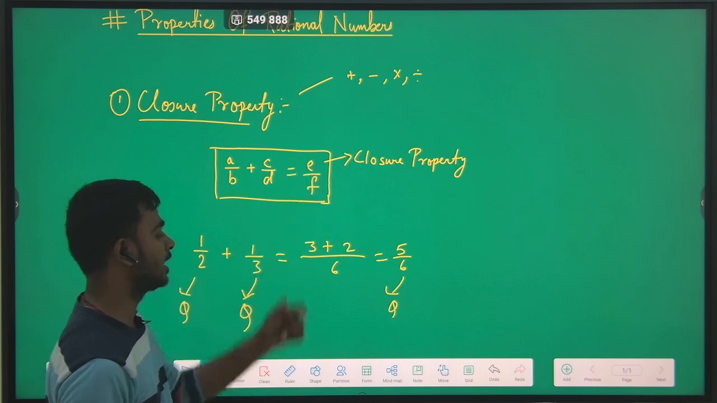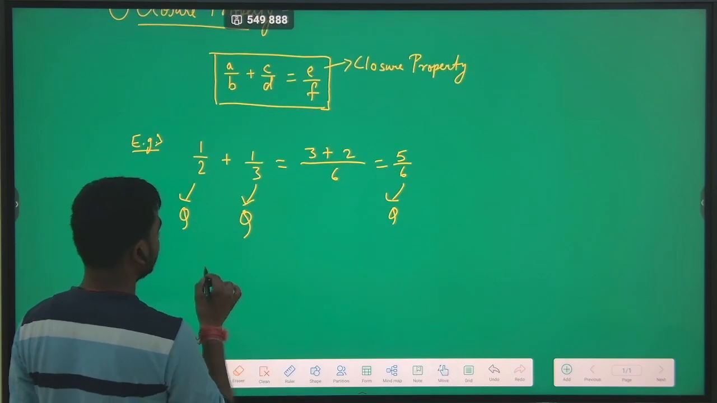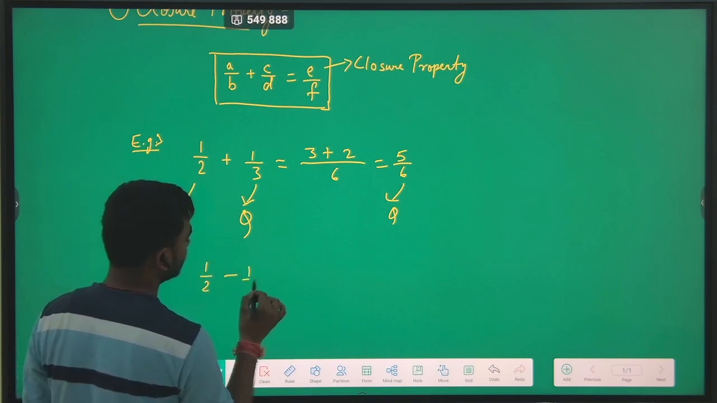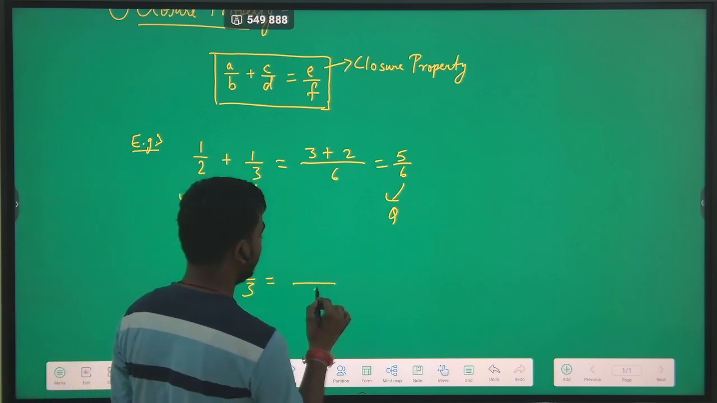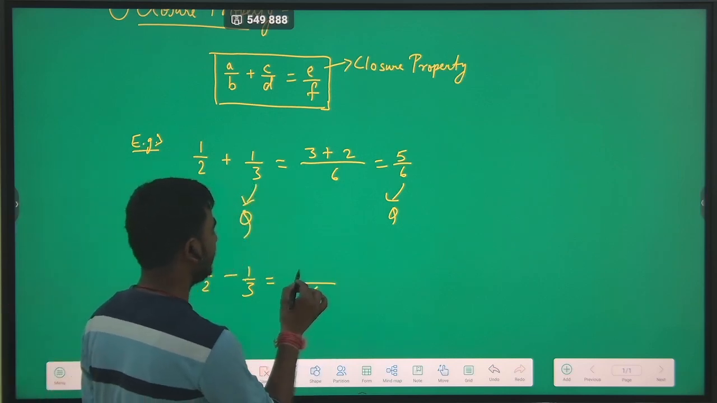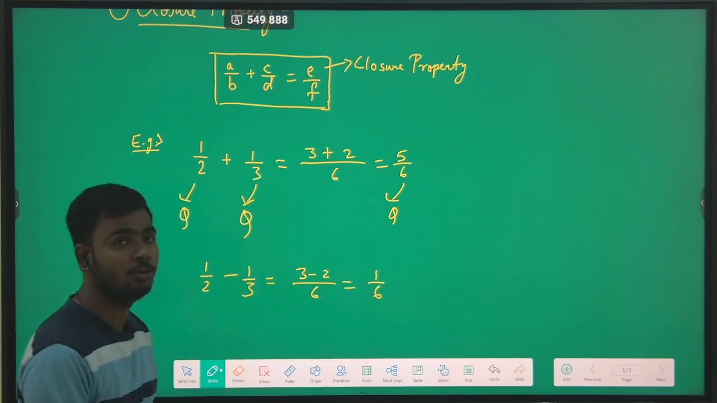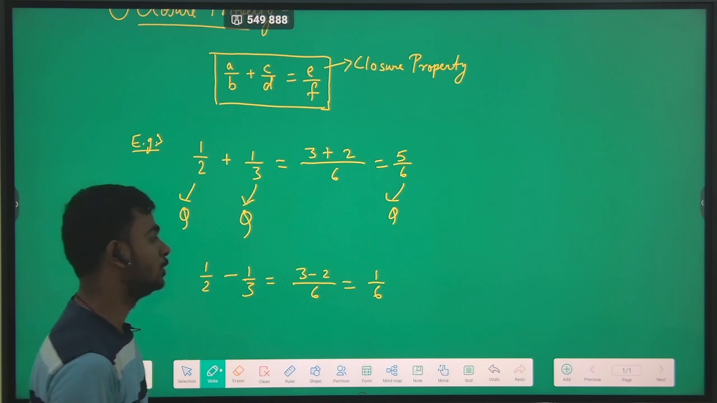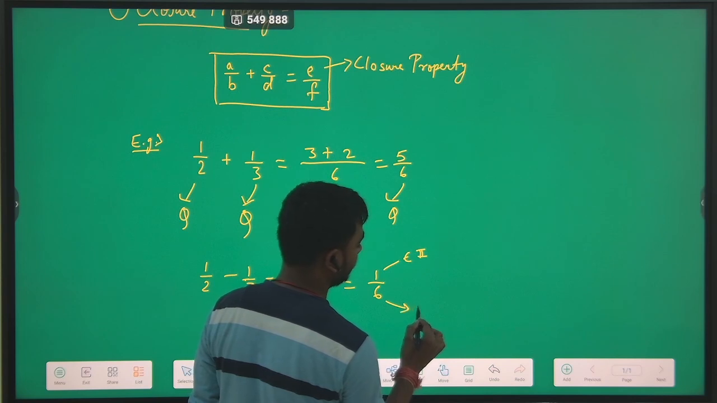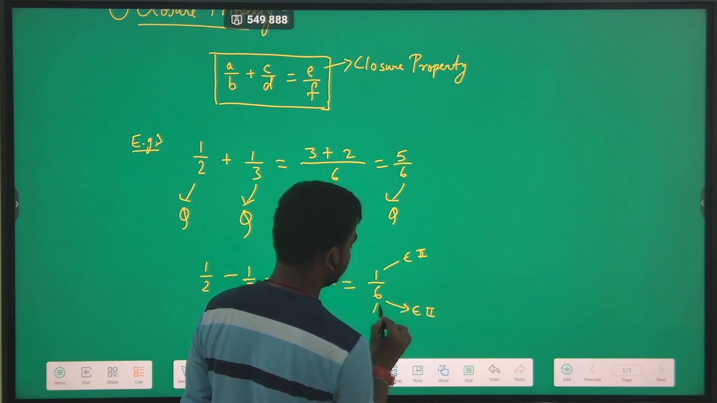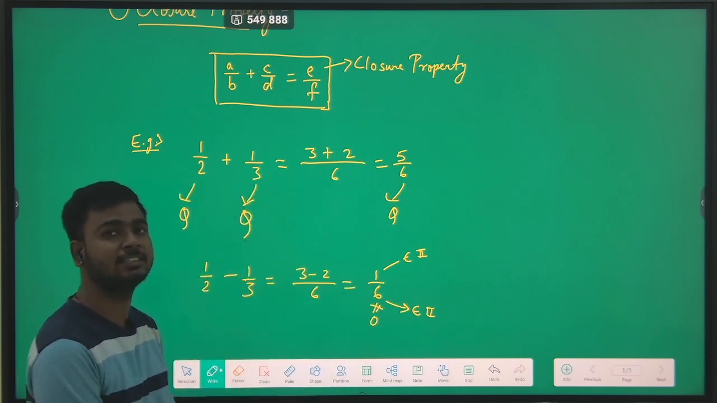Similarly, for subtraction, let us suppose we are subtracting these two numbers. So what will happen? Again the LCM will be 6, and in the numerator we will get 3 minus 2. That means the value will be 1 upon 6. Now 1 upon 6 is also a rational number. 1 belongs to the set of integers, 6 belongs to the set of integers, 6 is not equal to 0. So we can say that this is a rational number.